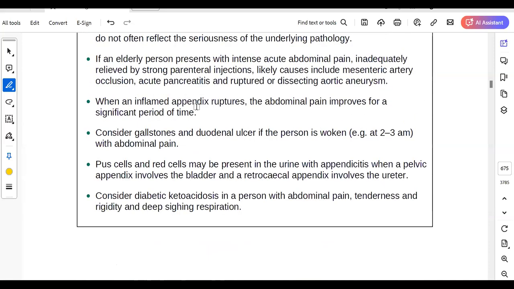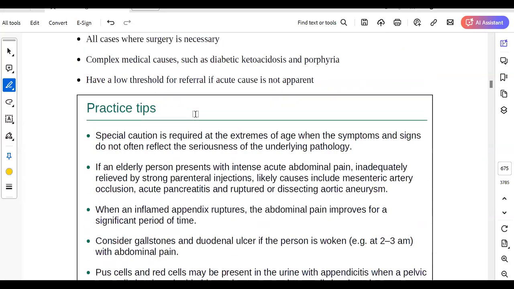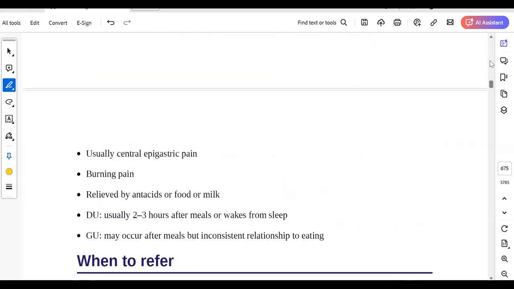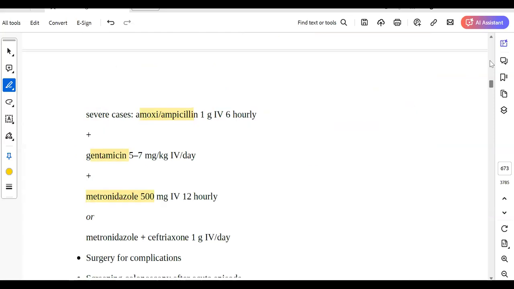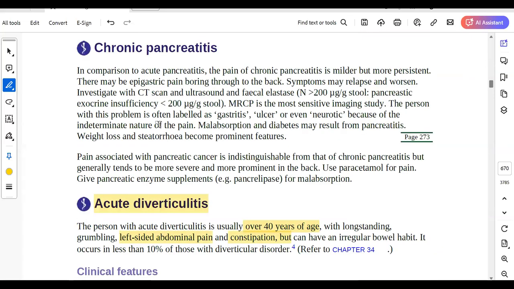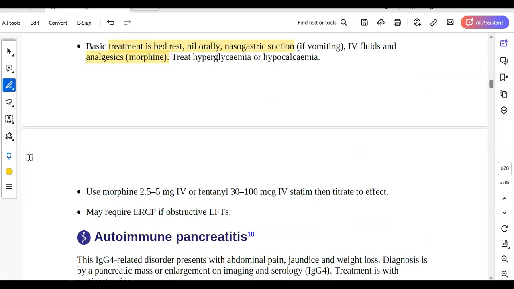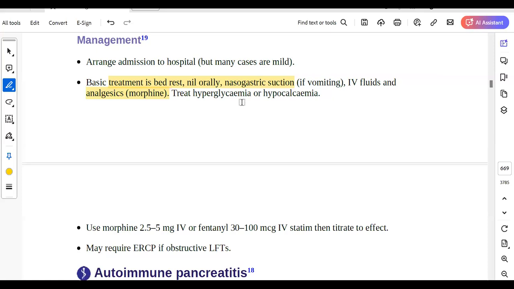Acute pancreatitis: the initial or main investigation is serum lipase. If you suspect complications, like after 2 to 3 days when pancreatitis should get better, not worse, and it is getting worse, then you do a CT abdomen. For pancreatitis, there is no requirement of antibiotics. It's just nothing per mouth, IV fluid, and analgesics.